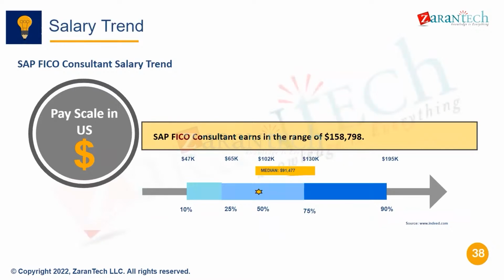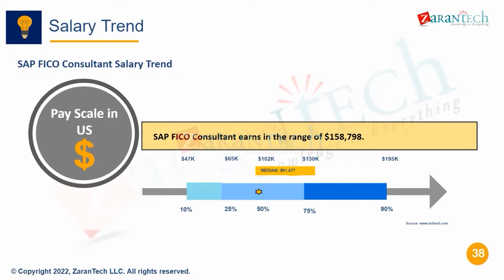As you guys know, SAP has tremendous opportunities in the market, and this is the average salary in the US. So an SAP FICO consultant earns in a range of 158,000 in the US. Okay. I am not sure when this was updated, but even now the salary trend is even more than the figure shown here.